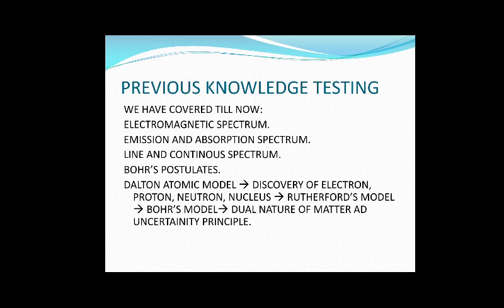We covered the discovery of the electron, how protons and neutrons were discovered, and how the nucleus was discovered by Rutherford's model of an atom. Then we discussed the Bohr model of an atom. Bohr's postulates were: the orbit is stationary, the orbit is quantized, the energy of the orbit is quantized, and the higher the orbit, the higher the energy. Those were all Bohr's postulates. Next, today's topic is the dual nature of matter and the uncertainty principle.